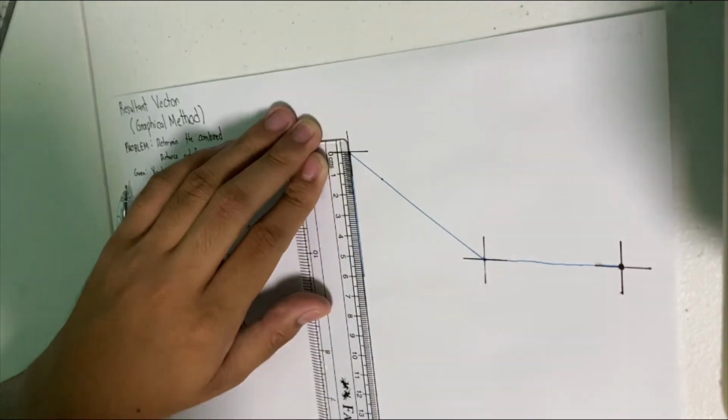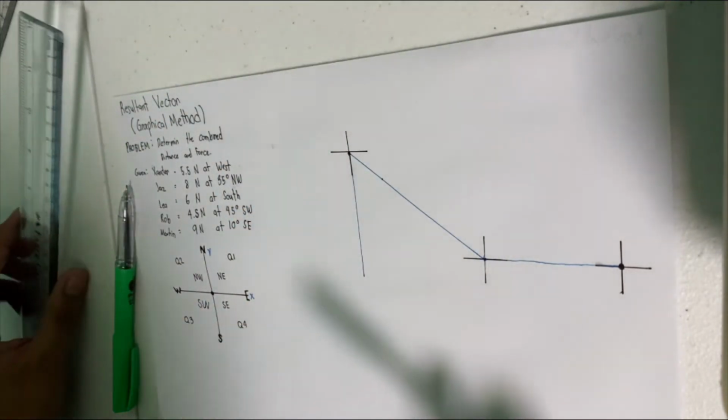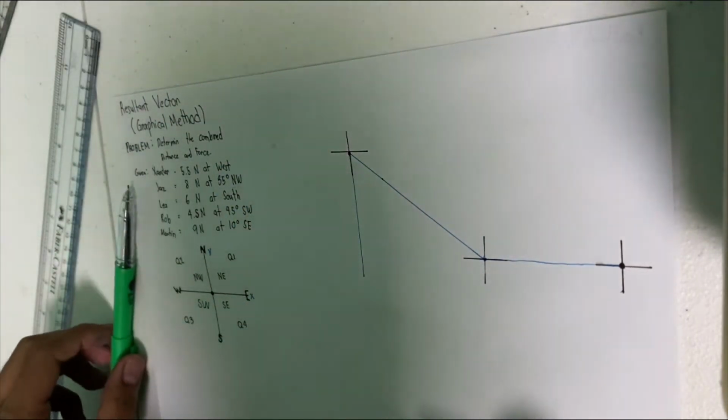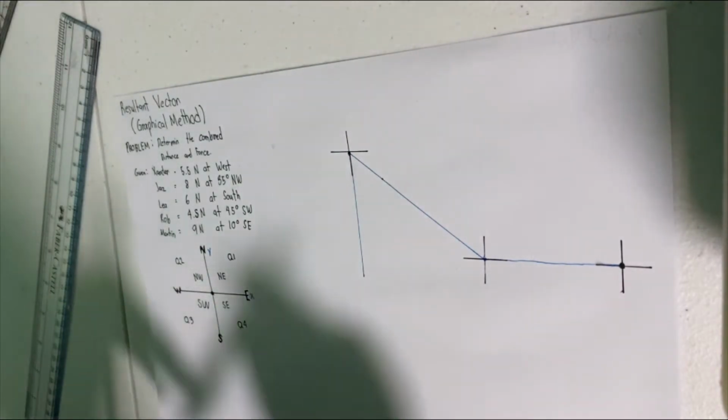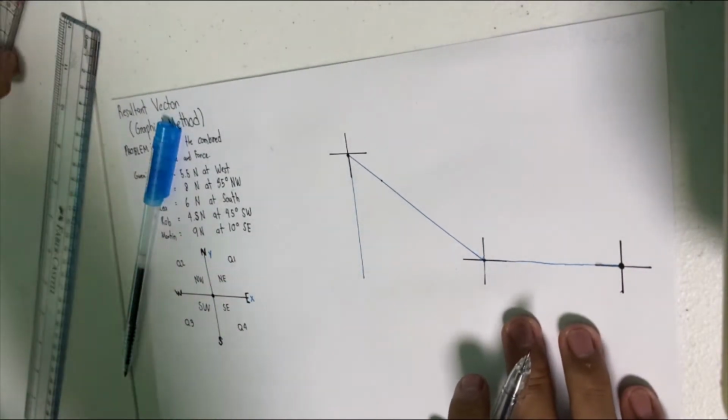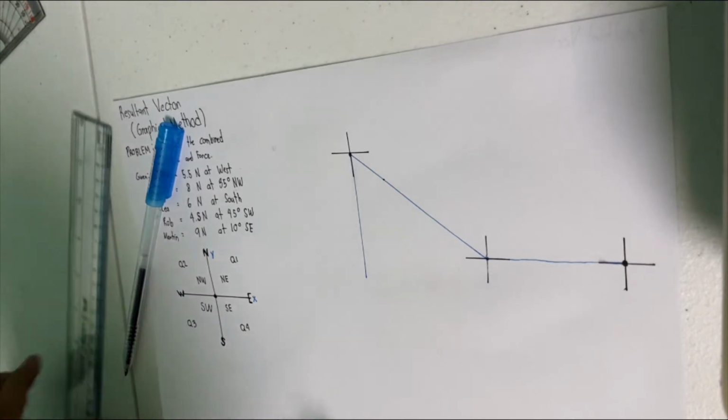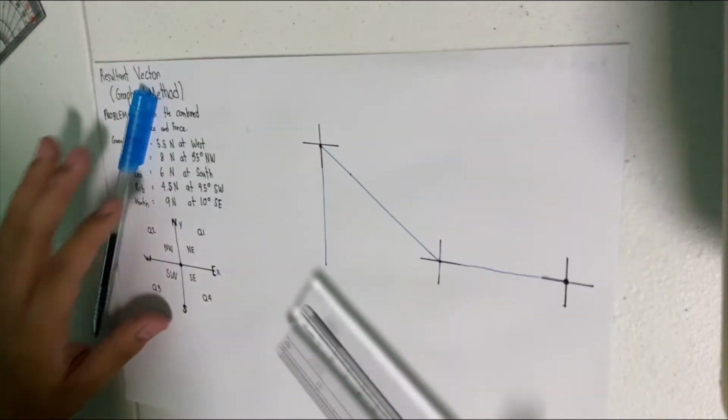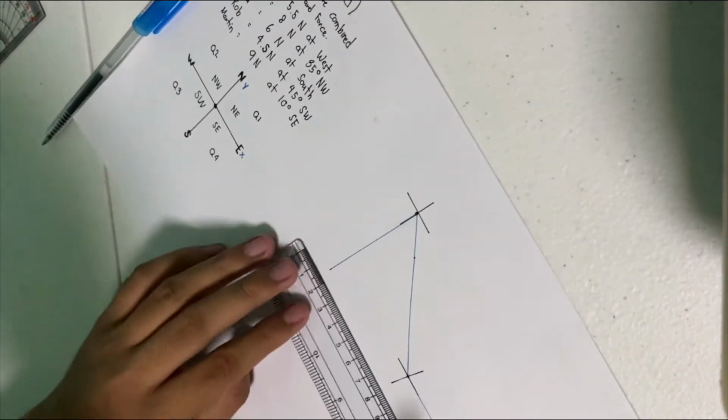Okay, so here is the third vector. For the third vector, we're going to need to trace another x and y axis.